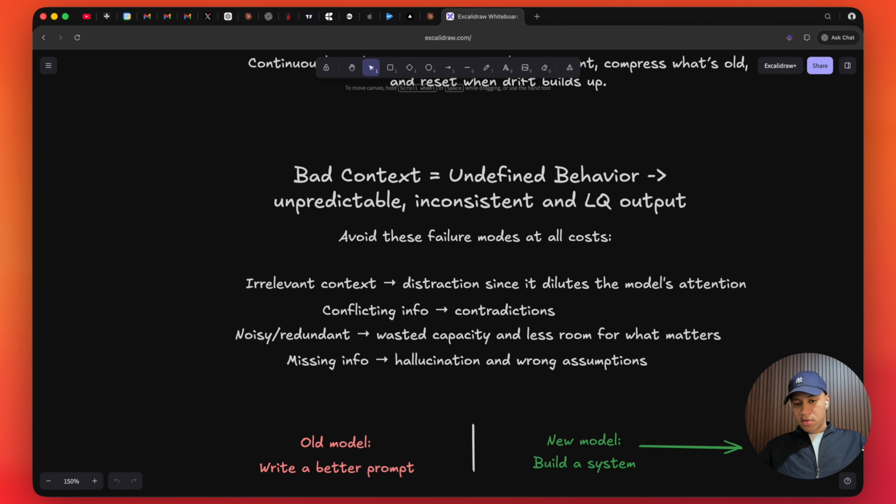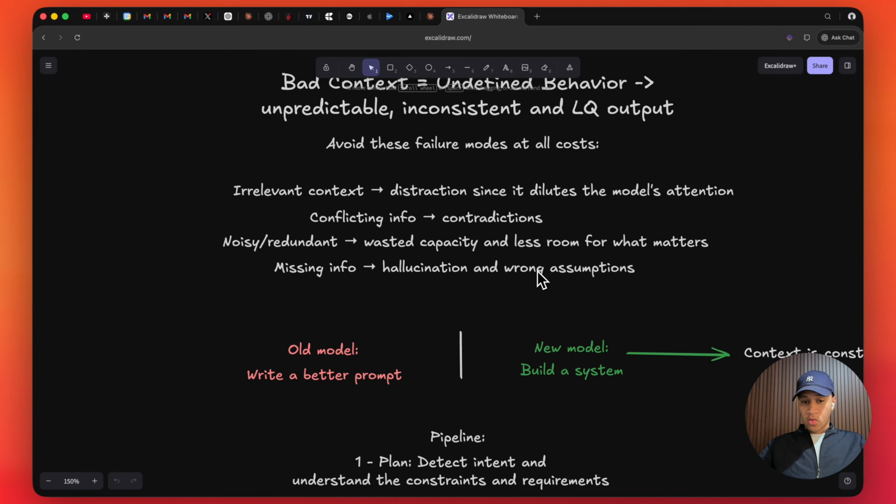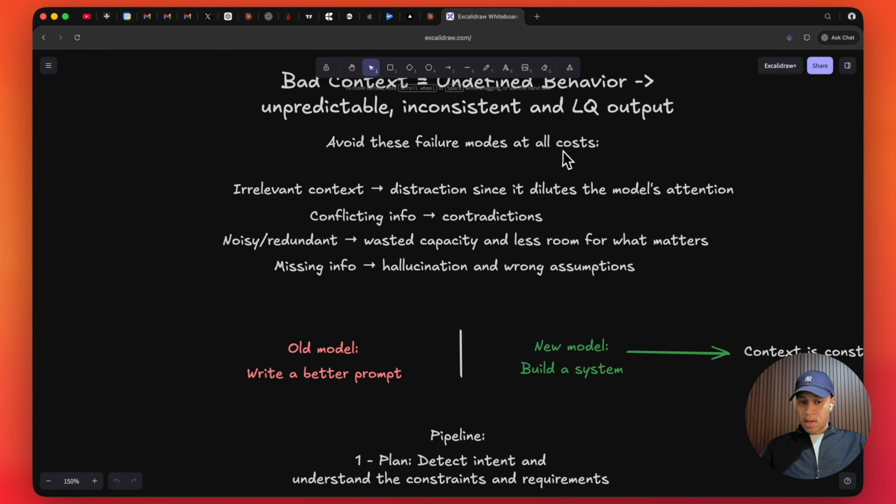Also, if we go back and revisit our analogy between LLM systems and computer systems, bad context always gives us undefined behavior. The same as memory corruption issues in traditional computer systems, where most likely you get undefined behaviors, which in the case of LLMs deliver unpredictable, inconsistent, and low quality outputs. So you must avoid these failure modes at all cost.